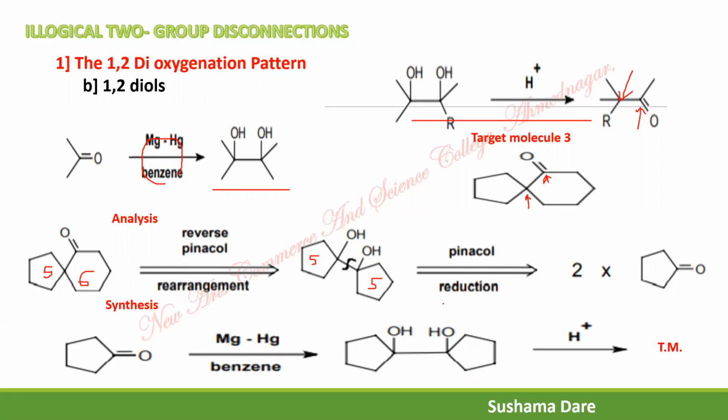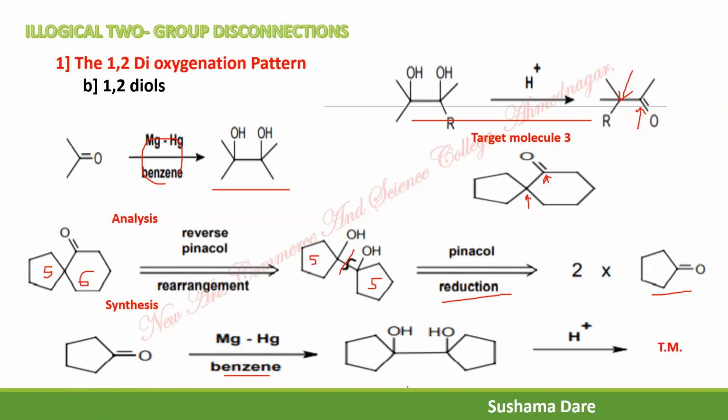So now the retro of this is the pinacol reduction reaction, or we can call it a pinacol coupling reaction. So you disconnect a bond here, and it gives 2 molecules of cyclopentanone. So this is the synthesis. Cyclopentanone is treated with magnesium amalgam in presence of benzene.